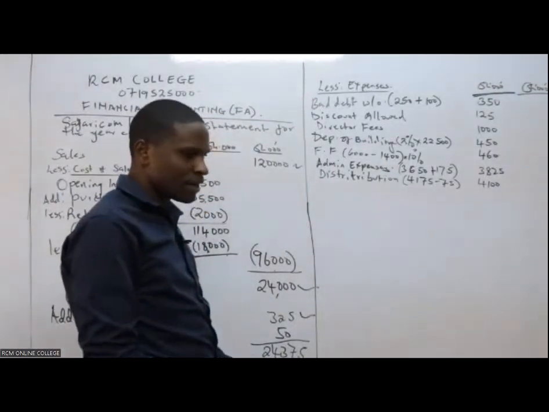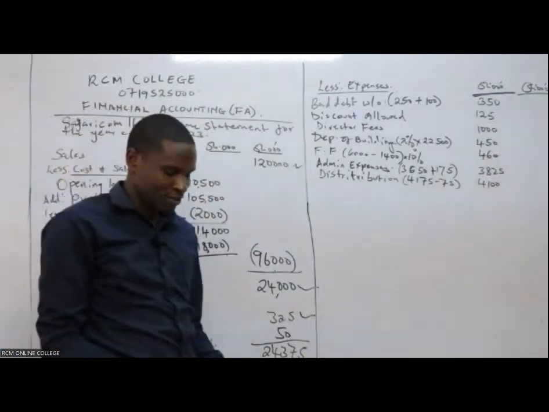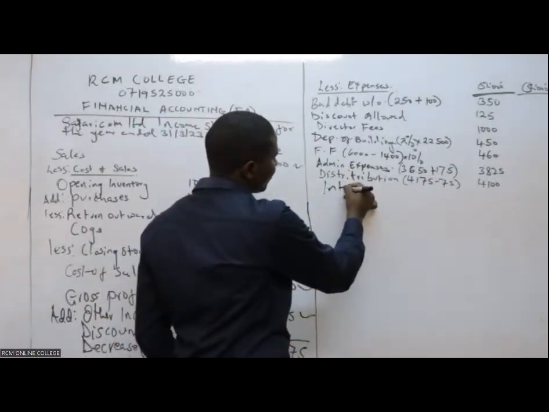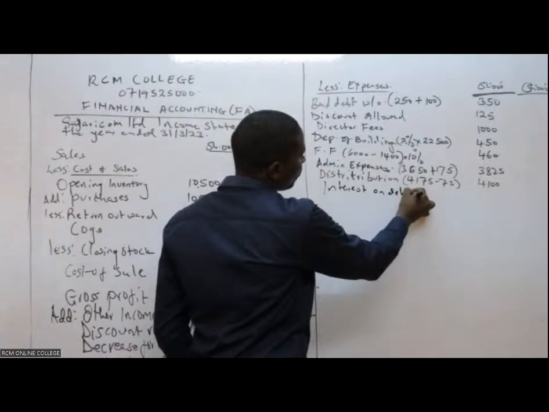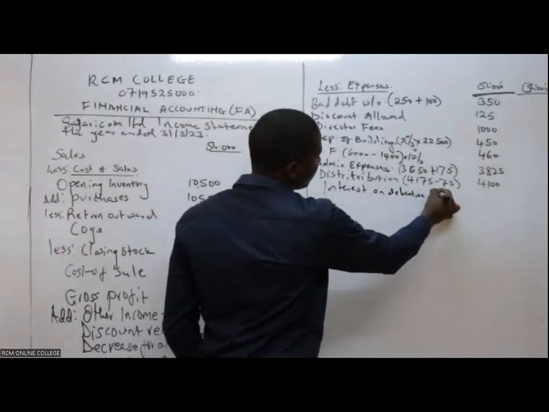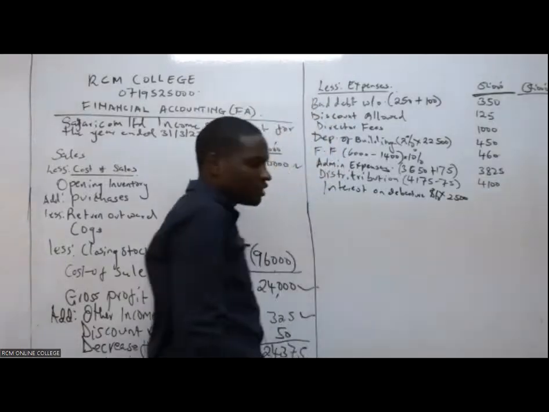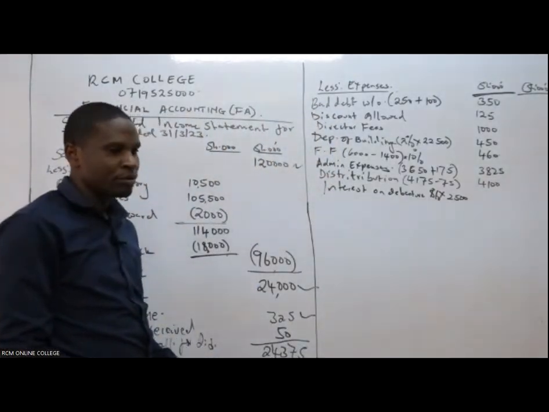Then there is additional information telling us about the interest on debenture. Therefore, we have to compute interest on debenture. Interest on debenture is an expense. If you look at the debenture in the trial balance, it is 8% of 2500. 8% of 2500 unapata ngapi?